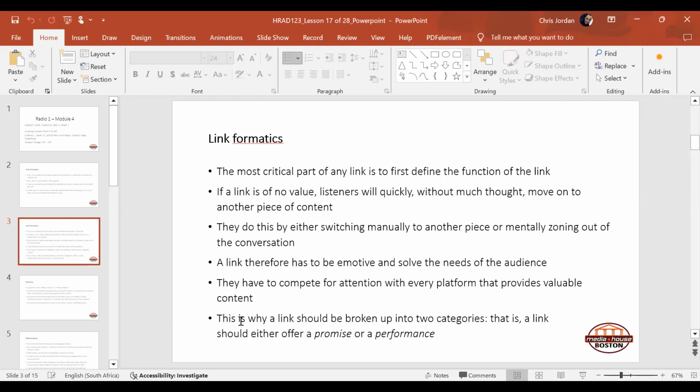So this is why a link should be broken up into two categories, and that is that a link should offer either a promise or a performance. So a teaser, a promise, what's going to happen, right? And we come back with a performance. So we go and fulfill that promise. We stay true to the promise that we have offered that particular listener. So at that point, I'm going to stop the share over there.